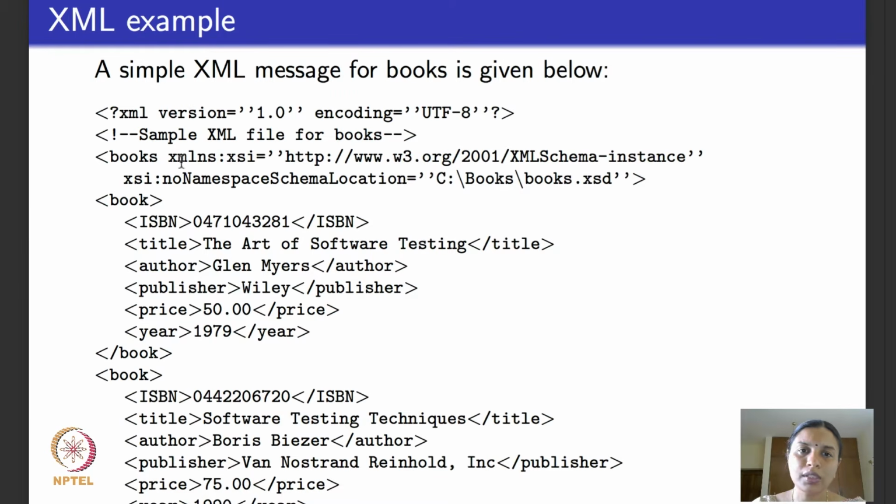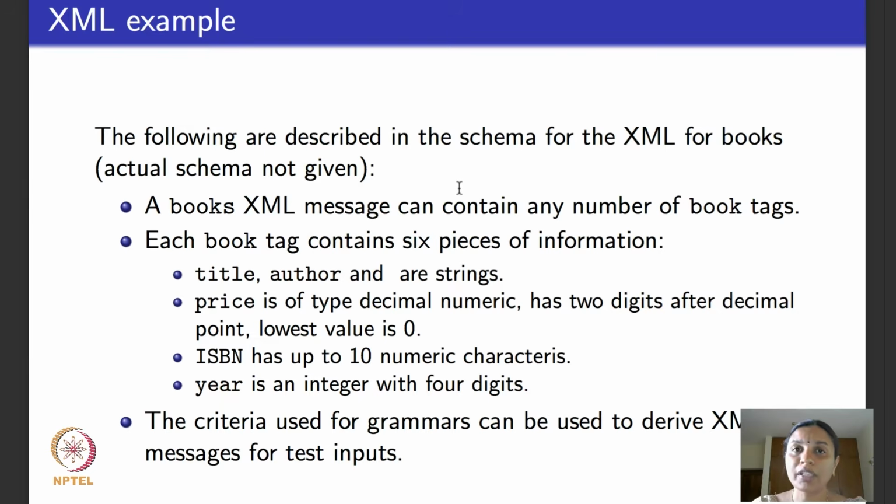And what is the top part? The top part is some kind of header information. It tells you which is the version and the encoding of XML that you're using. And this is a comment which tells you that this is a sample XML file meant to describe books. And this is the place where I kept the schema from. In this schema, books.xsd, which I've kept here, I can describe the following. Please note that we have not described the schema, but I'll tell you in English what the schema will describe in structured language of XML.